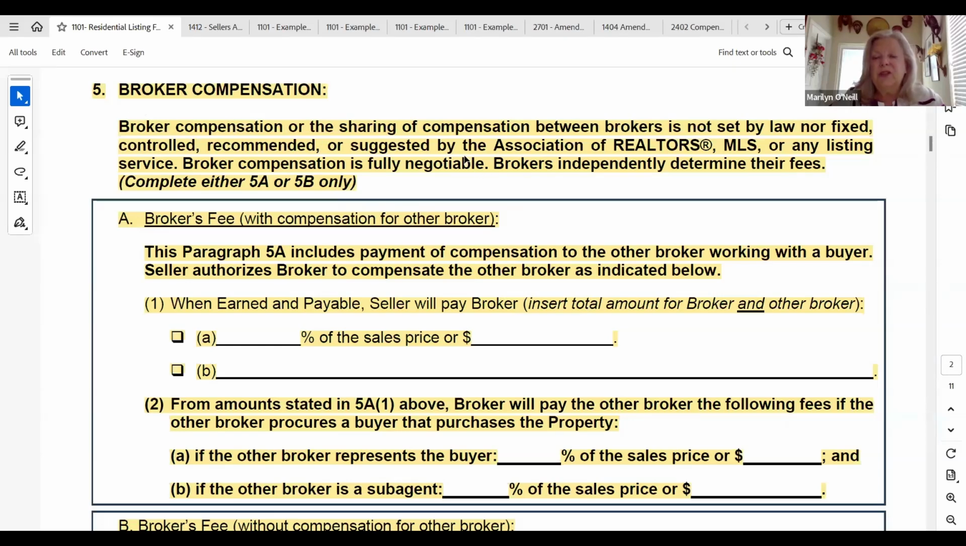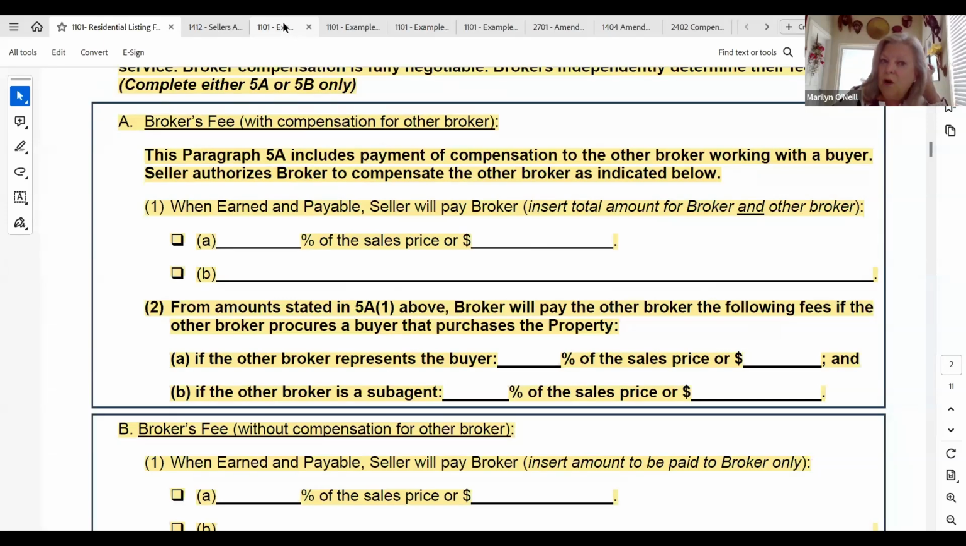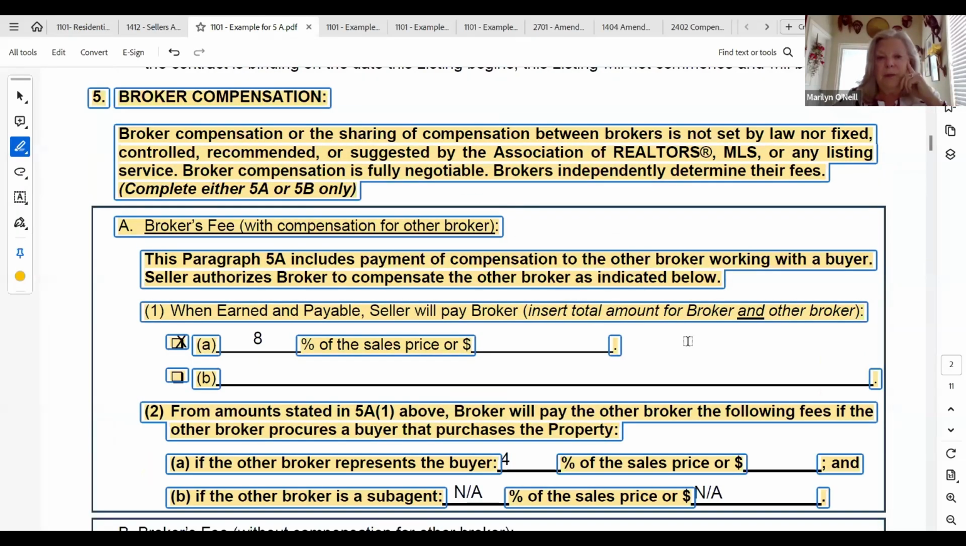The broker compensation disclosure is going to be required everywhere. It's not readily noticeable in our previous listing agreements dated before 6/24, but it tells that it's totally negotiable and independent, each broker decides on their own. And it says complete either 5A or 5B. So you'll never complete 5A and 5B, never. It's either 5A or 5B, okay? So we're going to look at the example for 5A. How would I complete 5A as a listing agent and review it with them?